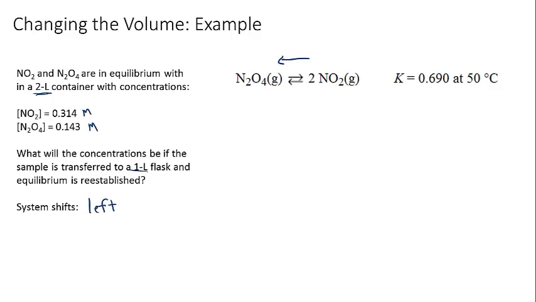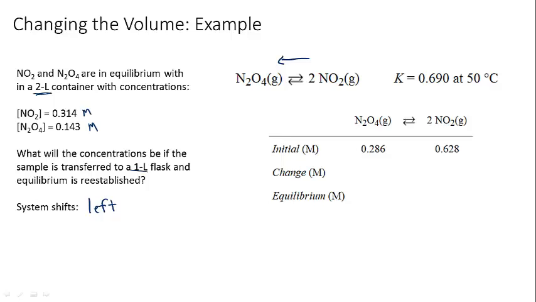So we know which direction it's going to go, and now our goal is to find out what the concentrations will be once it reaches equilibrium. To do that, we're going to build a nice table. The first thing to think about, though, is that we had these concentrations and we halved the volume. So the volume went from 2 liters to 1 liter. So the new NO2 concentration is going to be twice what it was to begin with, because it was that many moles per liter in 2 liters, and now we've decreased it to 1 liter.